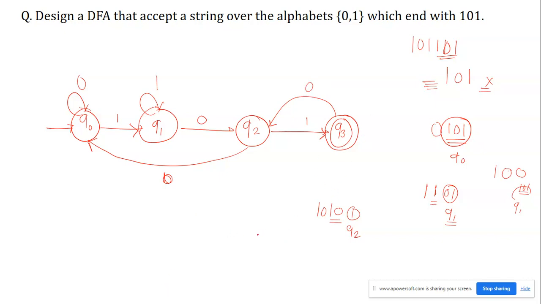Now next, we are coming to Q3 by taking 1, 0, 1. But instead of 0, now if I am getting 1, then what is expected? It means 1 is already there and we should end it with 0, 1.